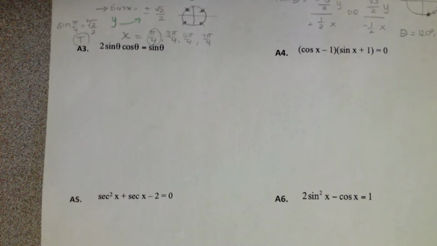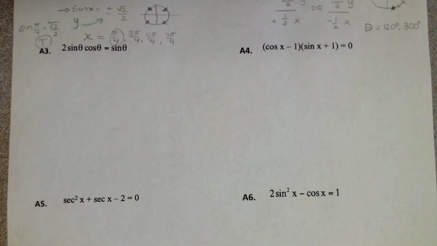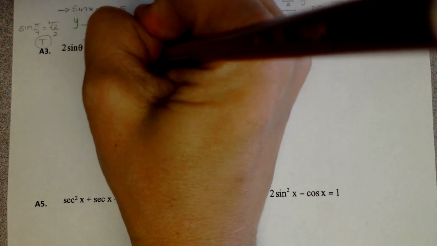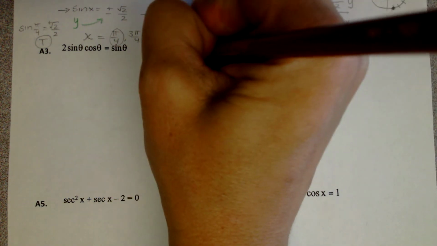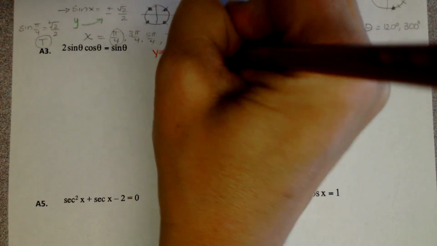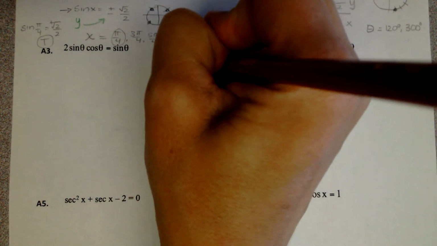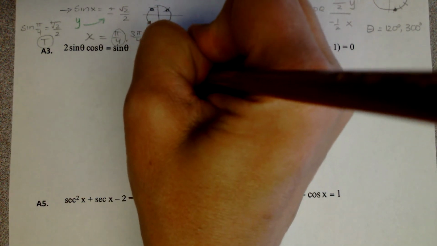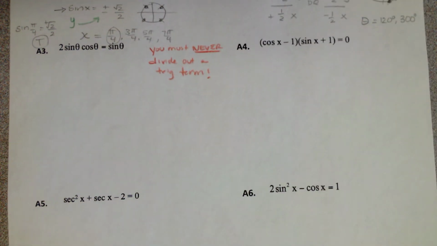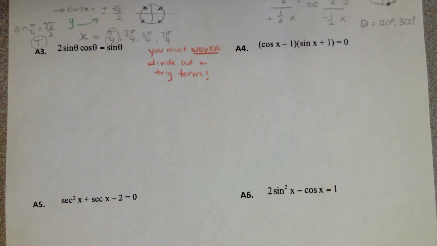Moving on to the middle section. Really, really important rule that we need to write down on our paper from the beginning. You must never, and I'm going to say never, ever, divide out a trig term. Never. So what I mean by that is that when I look at this problem, my brain tells me just divide both sides by sine, it'll simplify it. Not going to happen. We need that sine there, and you're going to see why in a second.